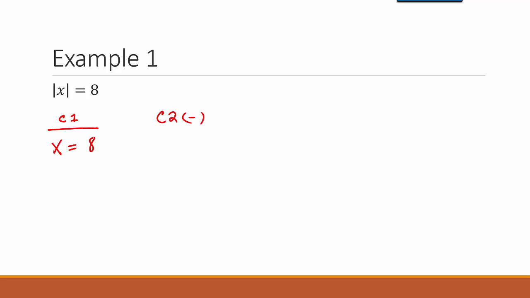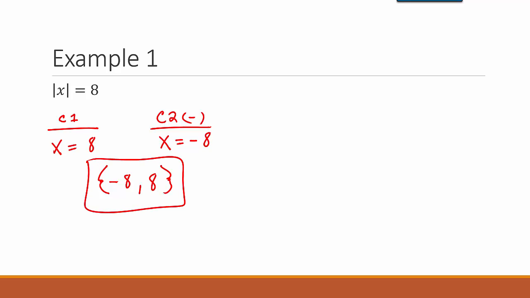Case 2, which I like to call the negative case, the x stays the same. However, the number on the right-hand side, its sign changes. It goes negative 8. So those are my two possible solutions. I could plug 8 in for the absolute value of x, and the absolute value of 8 equals 8. The absolute value of negative 8 equals 8. So that's my solution set.